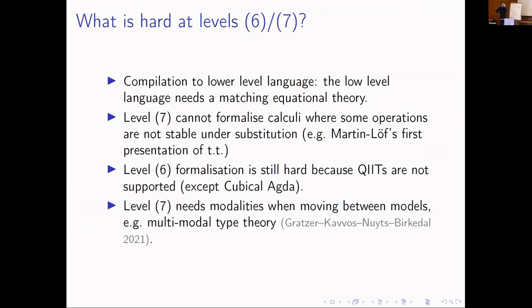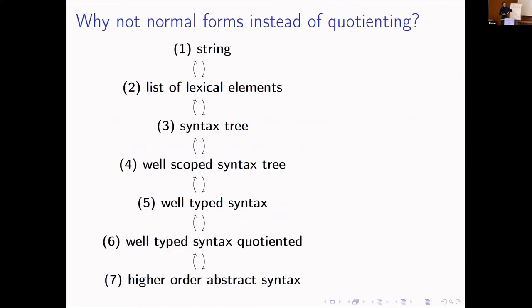And level 7 is also quite complicated. If you want to work internally in type theory with level 7, you need modalities when you move between different models. You need something like multimodal type theory to work at this level of abstraction.